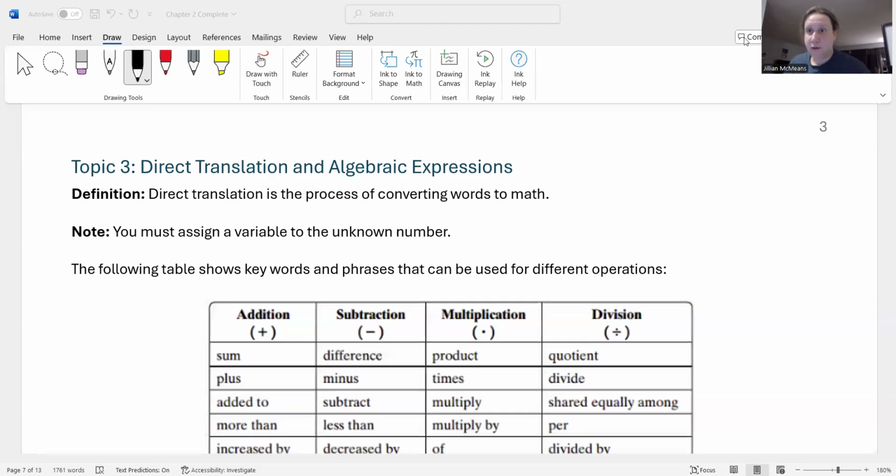In the last topic for this section, we're going to talk about something called direct translation and how it ties into algebraic expressions. So, in the previous chapter, we did quite a bit of what we call problem solving. Problem solving is basically just math word problems.